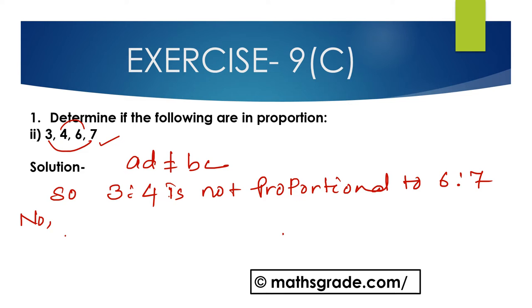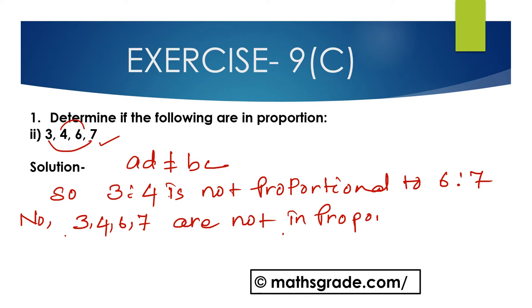Now these numbers 3, 4, 6, 7 are not in proportion. So the numbers 3, 4, 6, 7 are not in proportion.